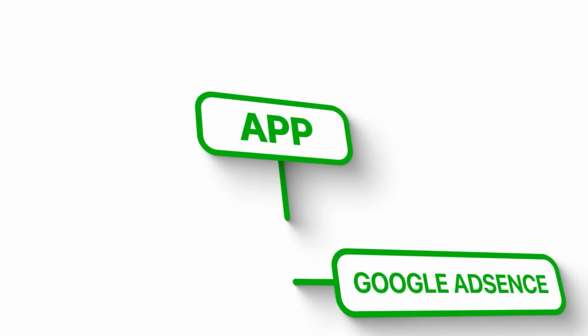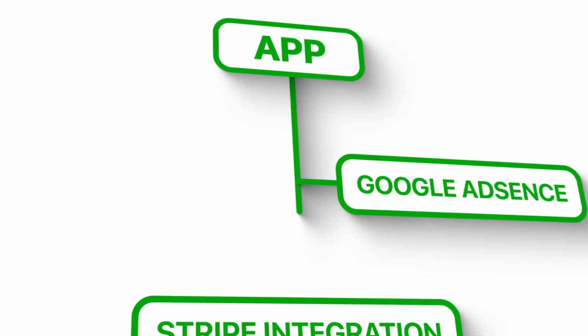We're connecting Google AdSense for that passive revenue stream, adding Stripe for premium features, and by the end, you'll have the complete system to launch your own list-based money machine. This is the future of passive income, and it's easier than you think. Let's dive in. The AI tool that we're gonna use is Replit.